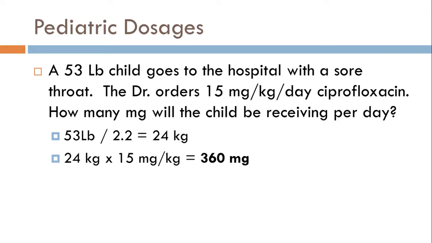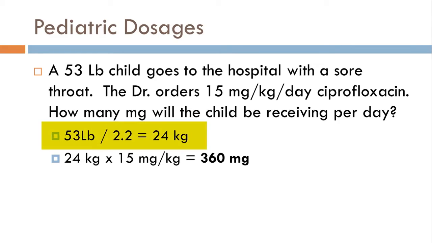So here comes an example. I have a 53-pound child who goes to the hospital with a sore throat. Really common issue. The doctor is going to order 15 milligrams per kilogram per day of ciprofloxacin. Sometimes you'll hear milligrams per kilogram called mgs per kg. That's just nice little short verbiage that doctors or nurses or even pharmacists may use, a little easier to say than milligrams per kilogram. So the question on this particular problem is how many milligrams will the child be receiving per day? Well, first of all, we need to convert that pounds.